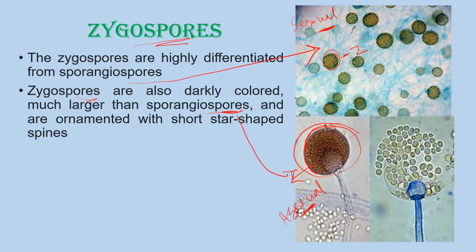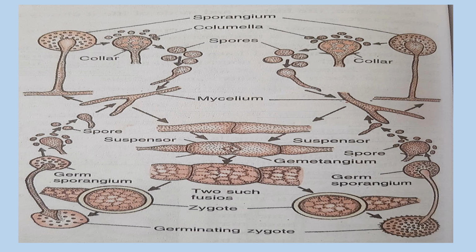When we are seeing a very spiny structure, then it is sexual, that is the zygosporangium. And when we are seeing a very smooth structure, then it is asexual reproduction. Now the life cycle: usually a mycelium, when the condition is not drought prone, produces the sporangium, which produces the sporangiospores. And if these sporangiospores fall on a suitable substratum, they develop into a mycelium.